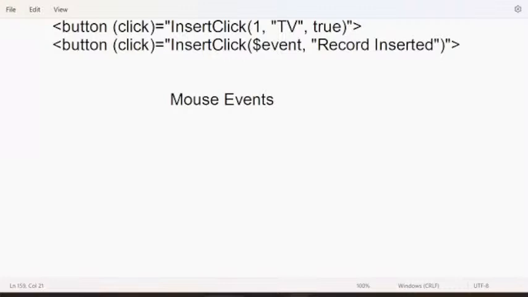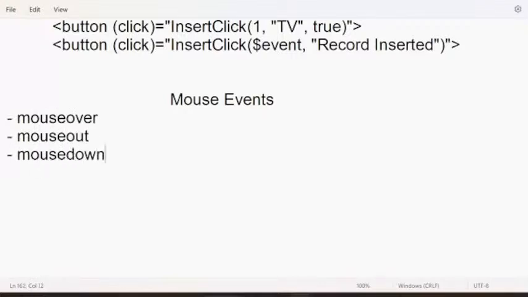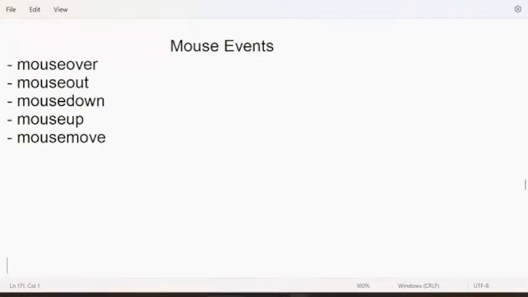Mouse events. In mouse events, what are the options we have? Mouse over, we have mouse out, we have mouse down, we have mouse up, we have mouse move. Now these are mouse related events. Now I will do one thing here. Let's see one simple example. How do we handle?